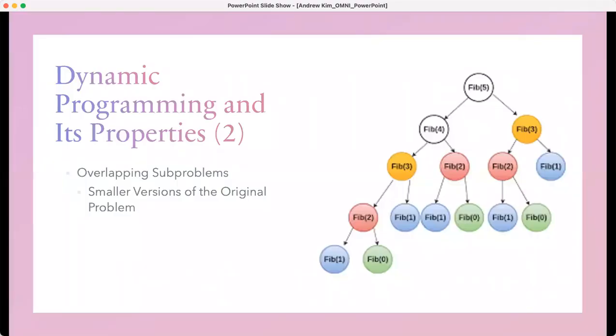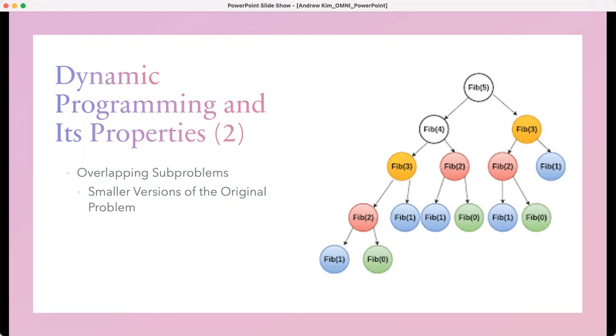Dynamic programming does not work for every problem. To determine whether we can optimize a problem using dynamic programming, you can look at two formal criteria of dynamic programming problems. First, a problem must have overlapping subproblems. Subproblems are smaller versions of the original problem, and any problem has overlapping subproblems if finding its solution involves solving the same subproblem multiple times.